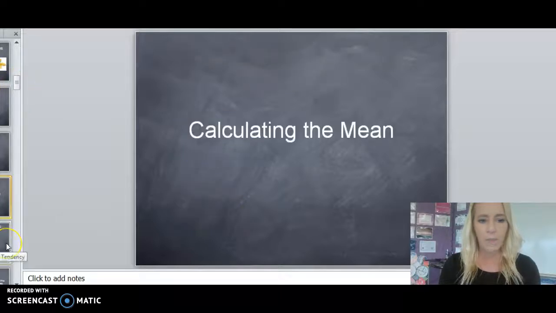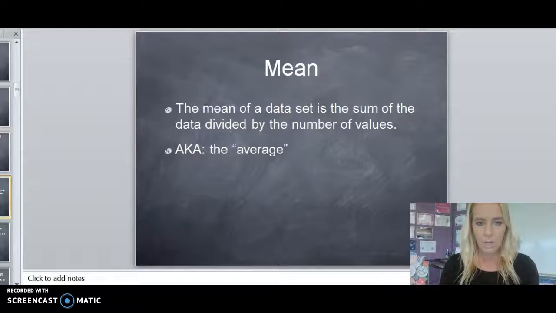So now let's talk about calculating the mean. I'm going to first give you the definition of mean. The mean of a data set is the sum of the data divided by the number of values. The main thing that I want you to take away from this is the mean is the same thing as calculating the average of a set of numbers. You've calculated the average in previous classes. So a mean is just another word for average.